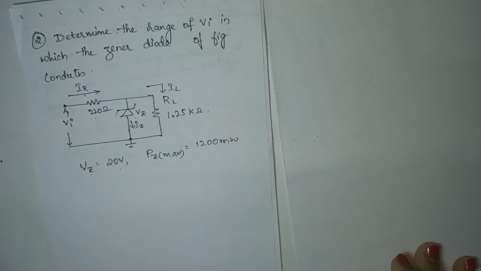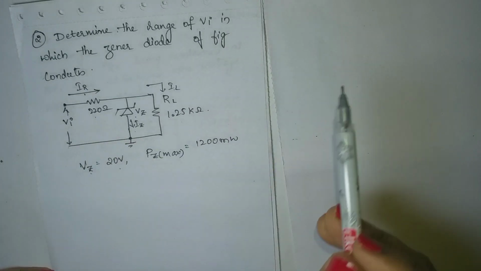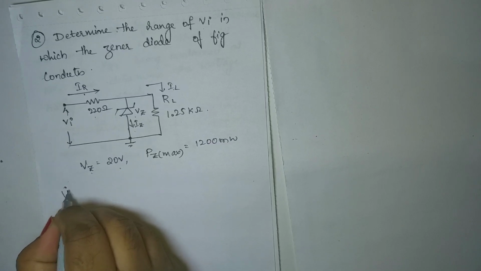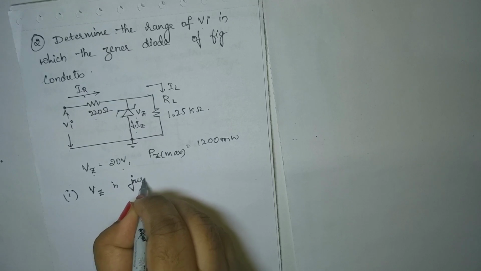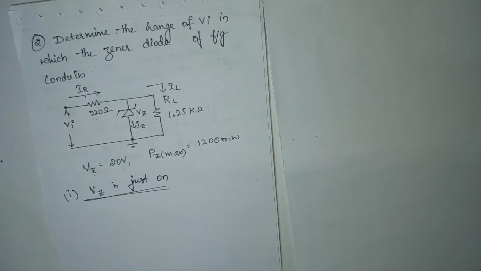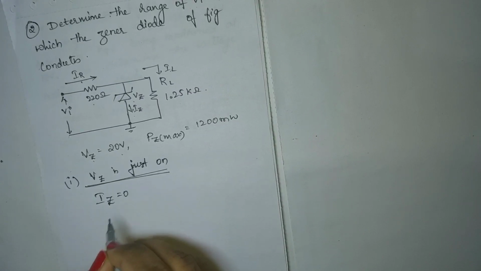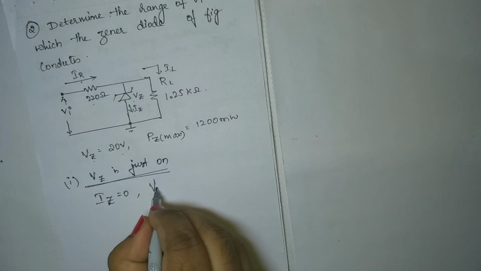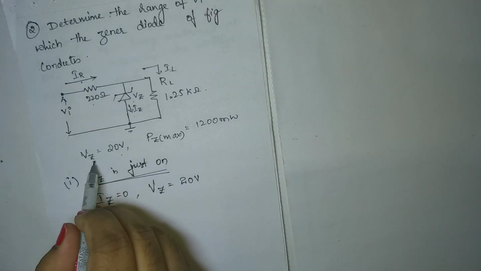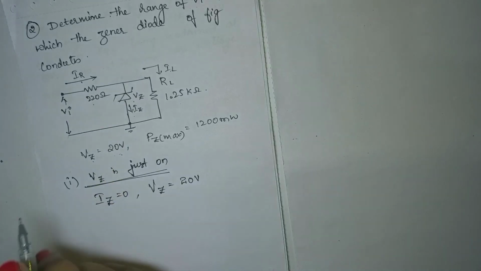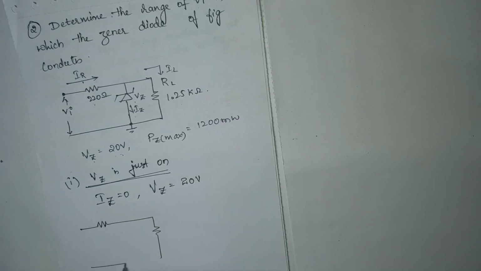I need to find two values of voltage, from where to where it will turn on. So first one, I'll take it as VZ is just on. It means that I have just turned on the diode. So in that case, the current is still 0. The voltage drop is 20 volts. Why is it 20 volts? It is given in the question.